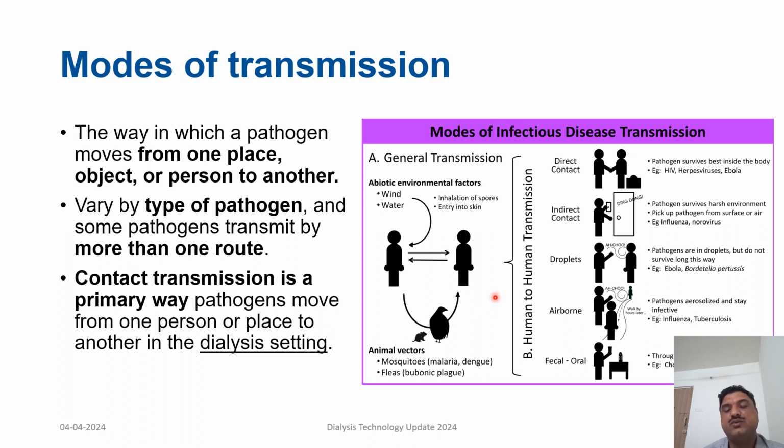The transmission could be direct or indirect, or it can be in the form of droplets, airborne, or fecal-oral. Sometimes abiotic environmental factors are responsible for the transfer. In dialysis patients, contact transmission, direct or indirect, is one of the important modes of transmission for these pathogens.